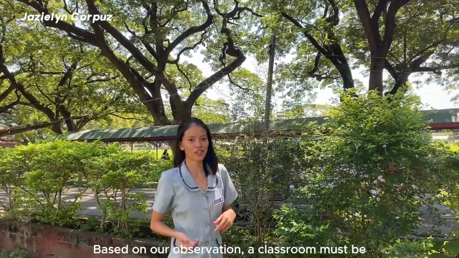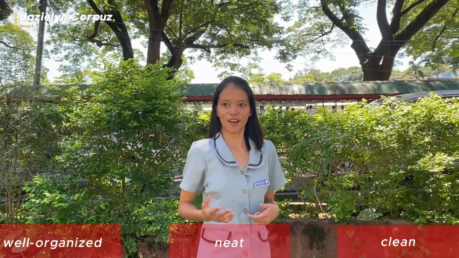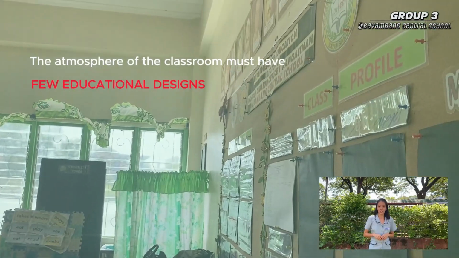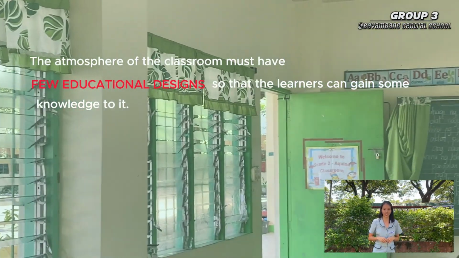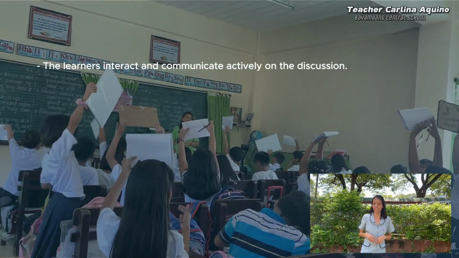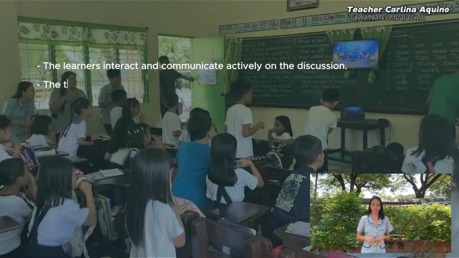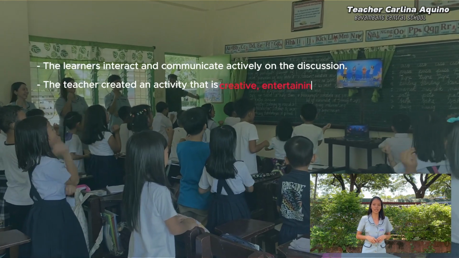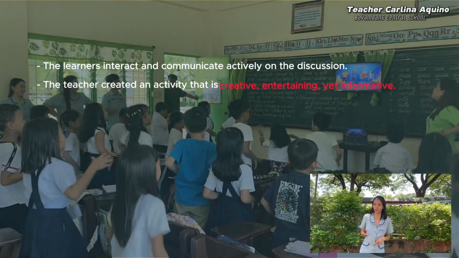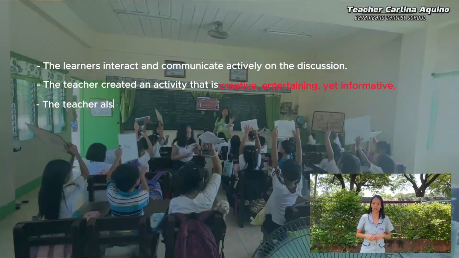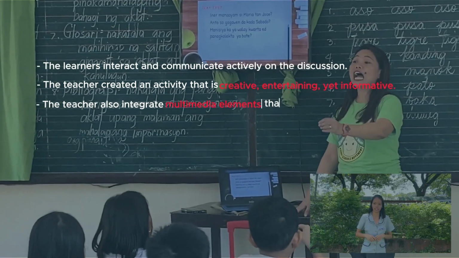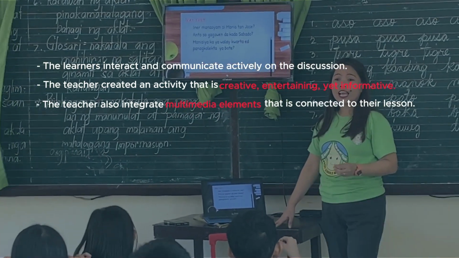Based on our observation, a classroom must be well organized, clean, and neat. Also, the atmosphere of the classroom must have a few educational designs so that the learners can gain some knowledge from it. The learners interact and communicate actively in the discussion. Also, the teacher created an activity that is creative, entertaining, yet informative. The teacher also integrates multimedia elements that are connected to the lesson.